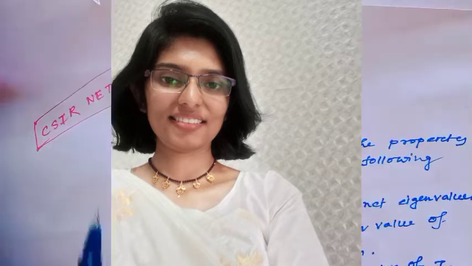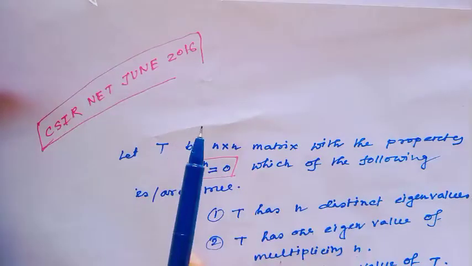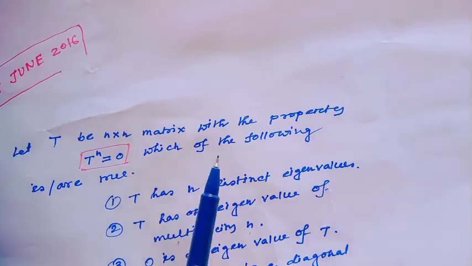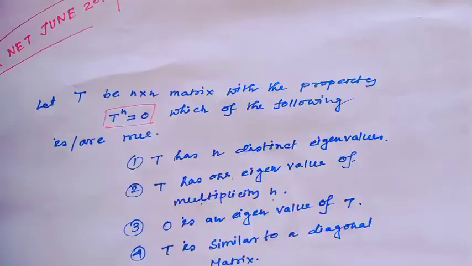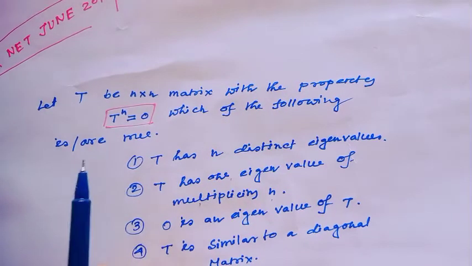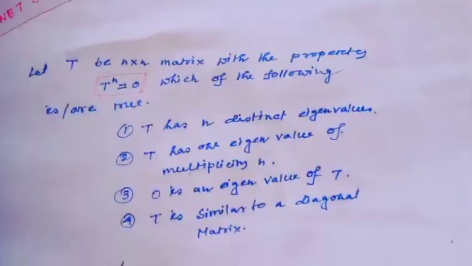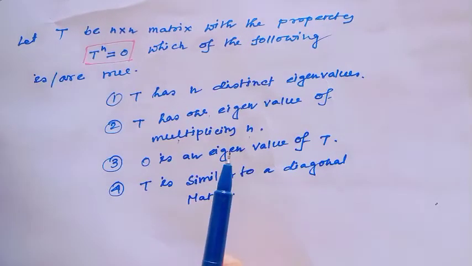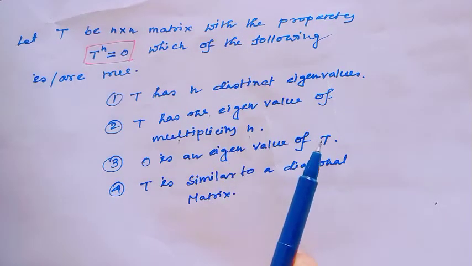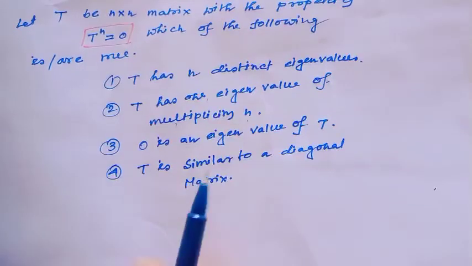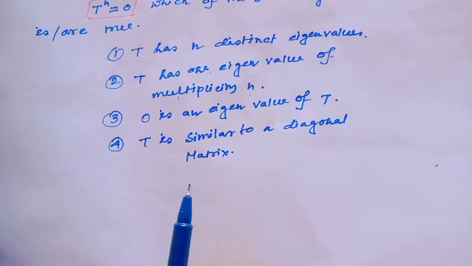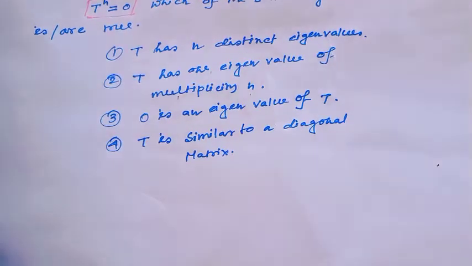The first question came in the CSIR NET June 2016 exam. The question is: let T be an n cross n matrix with the property T to the power n equal to the 0 operator. Then which of the following statements is or are true? Option 1, T has n distinct eigenvalues. Option 2, T has one eigenvalue of multiplicity n. Option 3, 0 is an eigenvalue of this operator T. Option 4, T is similar to a diagonal matrix. Okay?